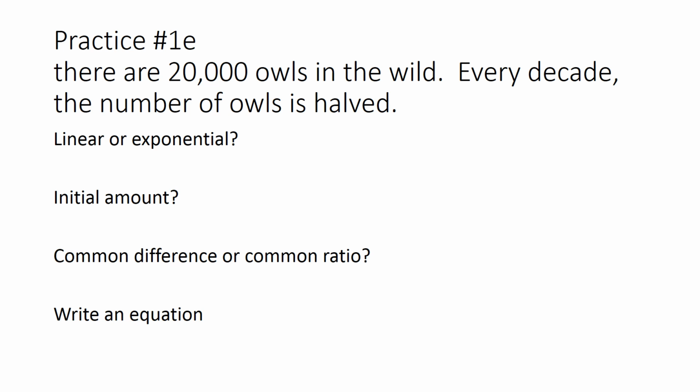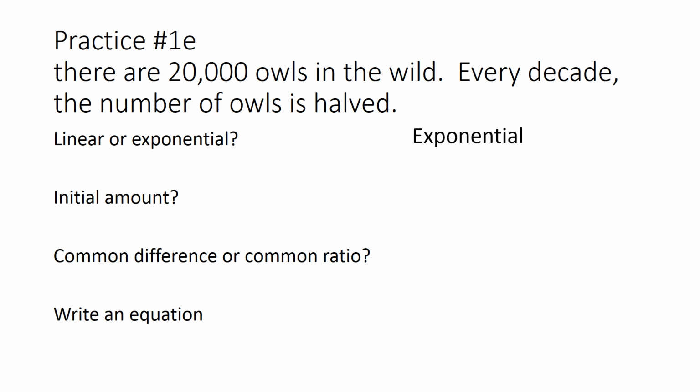Okay? In problem 1E, we start with 20,000 owls in the wild, and every decade the number of owls is halved, or cut in half, every decade. Decade means every 10 years. So is this linear or exponential? Well, each half means that each time we're dividing by 2. Cutting it in half means to divide by 2. So if we're dividing by 2 each time, that means that it's exponential.